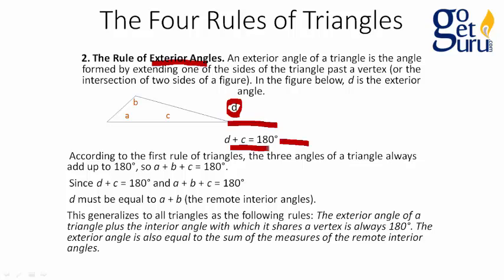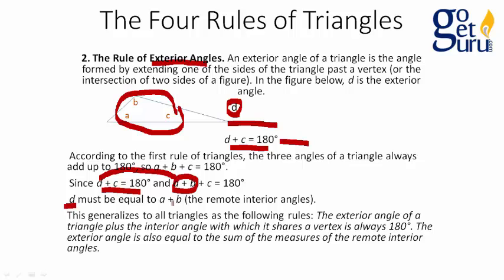I can again see from my first rule that the sum of A plus B plus C is also 180. So over here I have two equations stating D plus C is 180, A plus B plus C is 180. So I can say my D can be replaced by A plus B. So this is nothing but my rule of exterior angle, that is the exterior angle D must be equal to the sum of the remote interior angles, which are nothing but A and B. This is applicable to all the triangles.